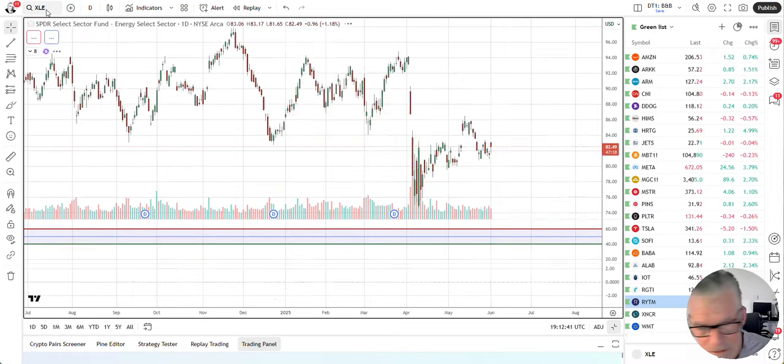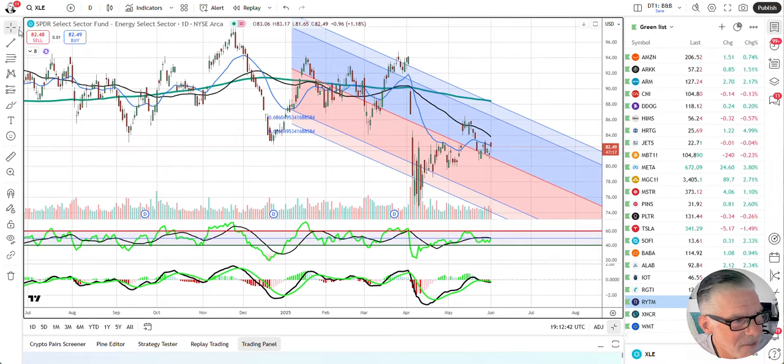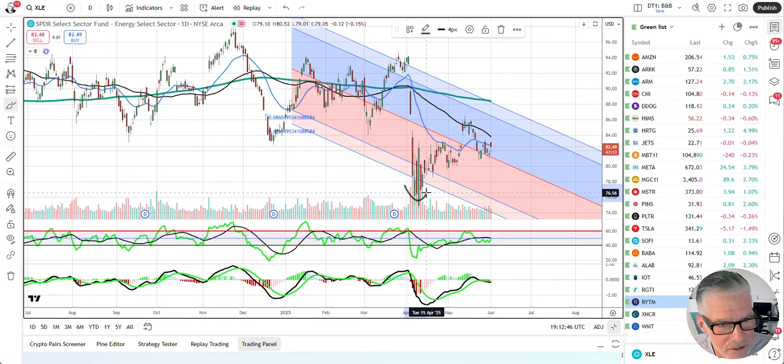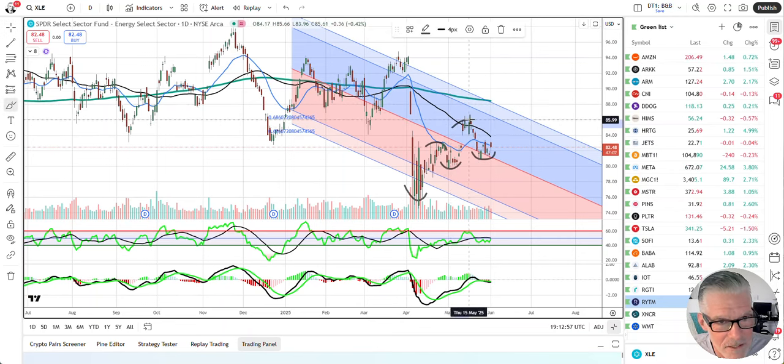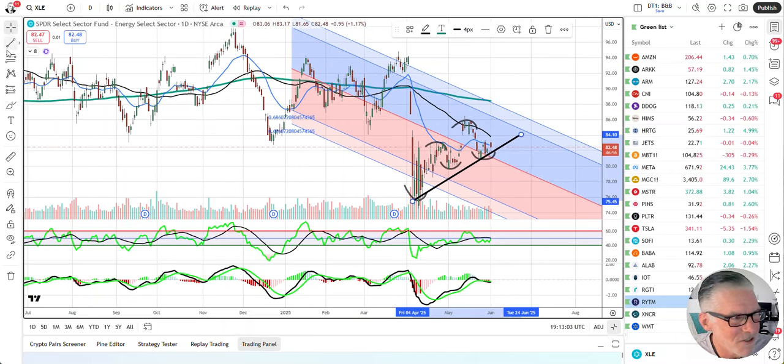What does XLE look like? Yeah, actually not too bad. Not too bad, right? Here's your tariff low, here's a pivot low, and here's a higher pivot low, and our pivot highs are getting a little higher as well. So it's starting to build out. Now, the problem with that is it could just be a bearish wedge. I don't think it is, actually.